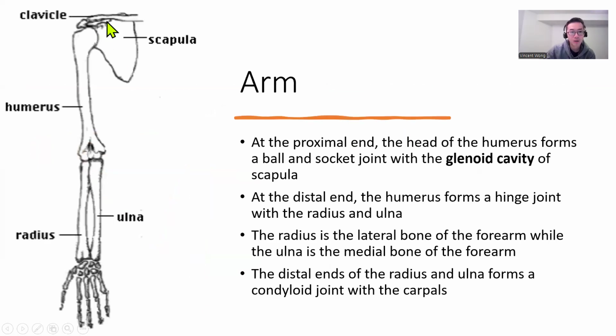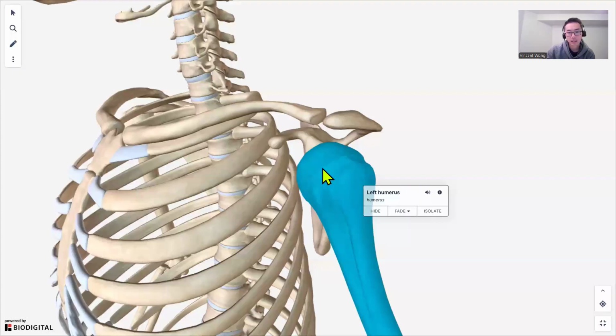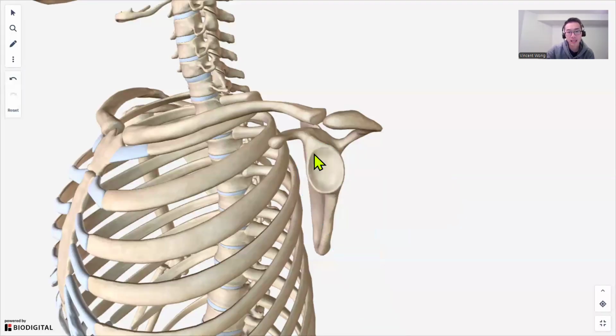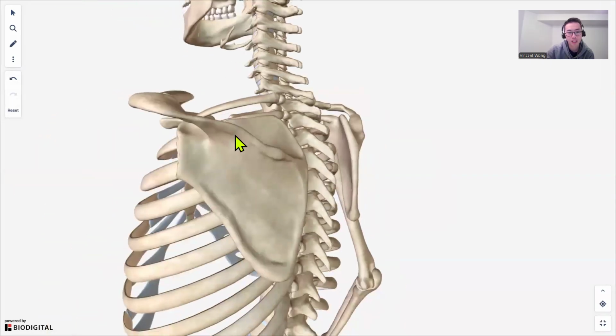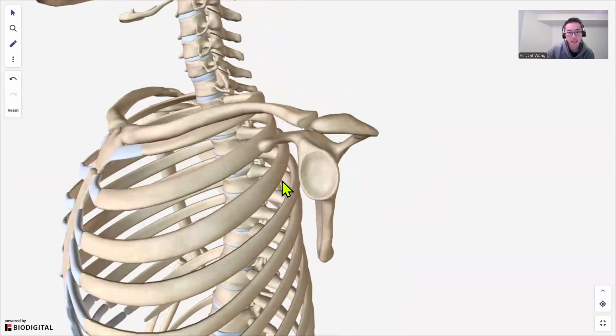The socket that I showed you on the scapula is called the glenoid cavity. Okay, glenoid cavity. One more time here. This is the head of the humerus, and this is the glenoid cavity, which is part of your shoulder blade, part of your scapula. Okay, scapula right here.